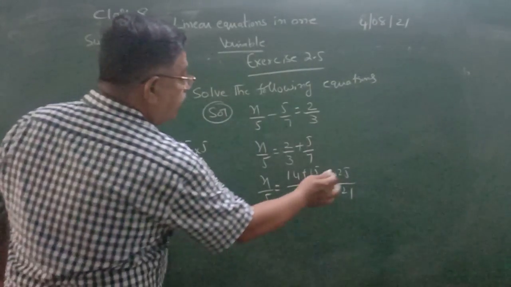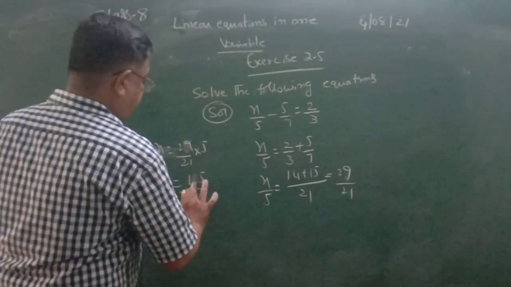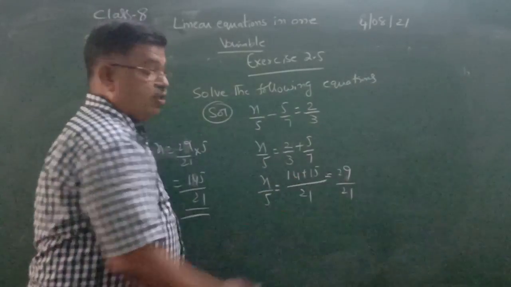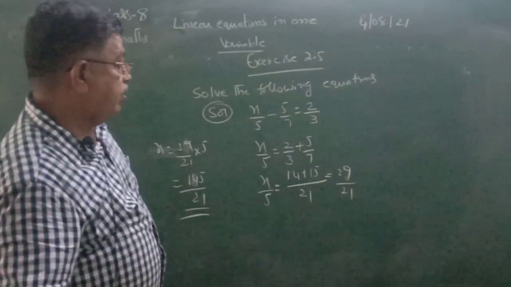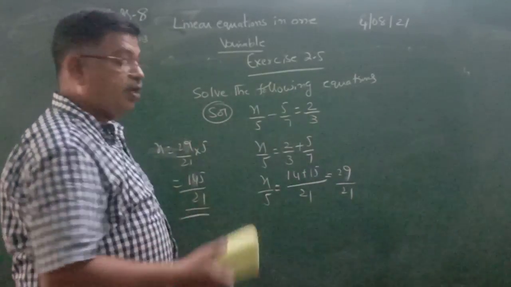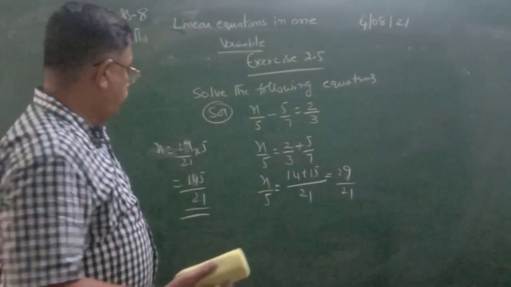Sorry, 29 it is. 29 into 5 it is 145. 145 by 21. You have to be careful in addition also. I made a mistake, so don't make any mistakes. Add properly. 14 plus 25 is 29. 29 by 29 into 5, and the final answer of n is 145 by 21.